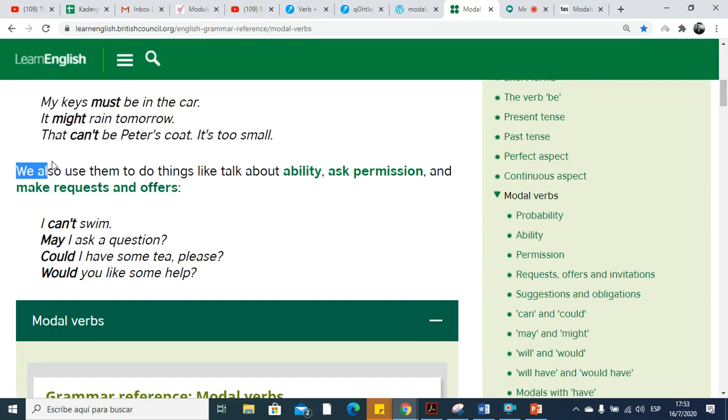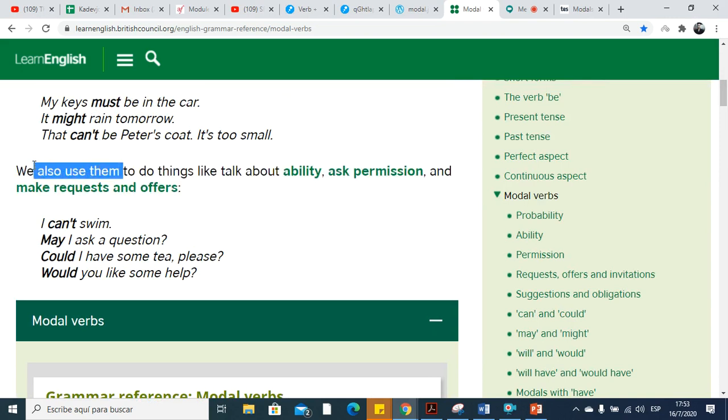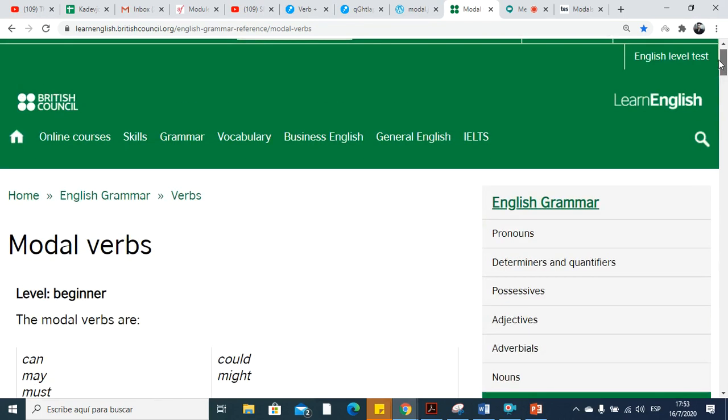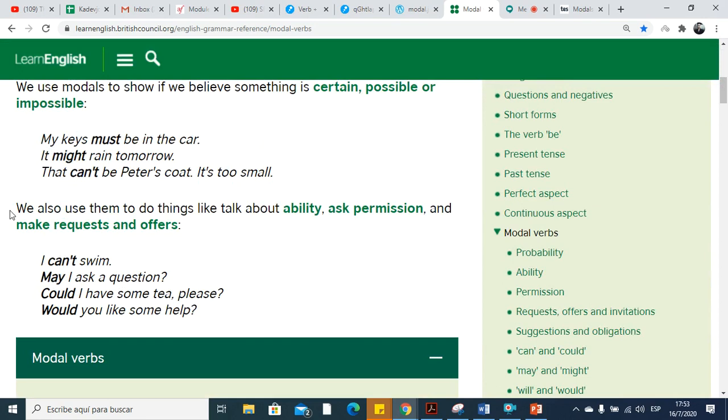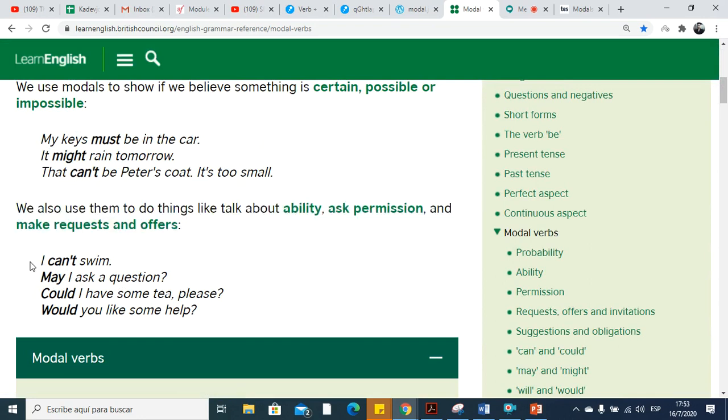Now, this one it says, we also use them. Cuando dice we also use them, recuérdense que estamos hablando de modals, modal verbs. We also use them to do things like talk about ability, ask permission, and make requests and offers. Examples: I can't swim. May I ask a question? Could I have some tea, please? Would you like some help?